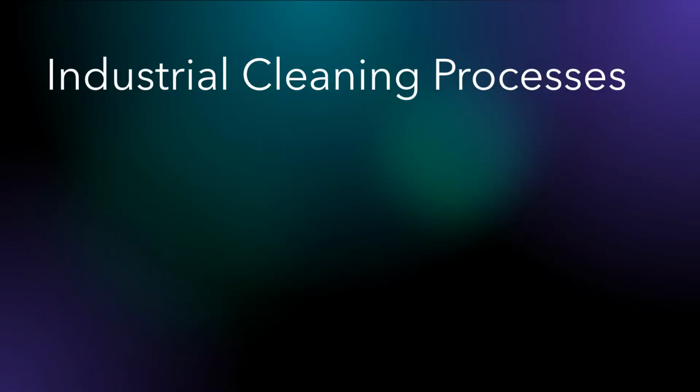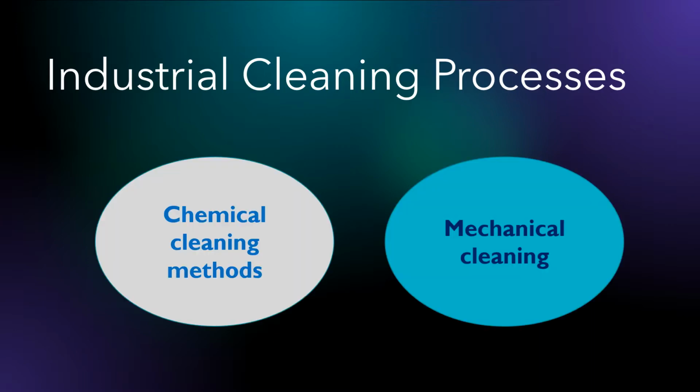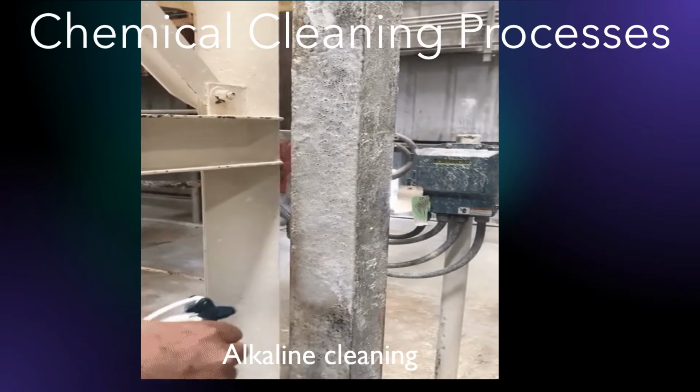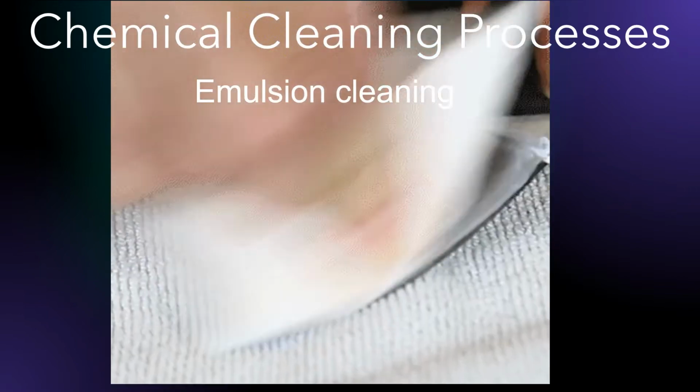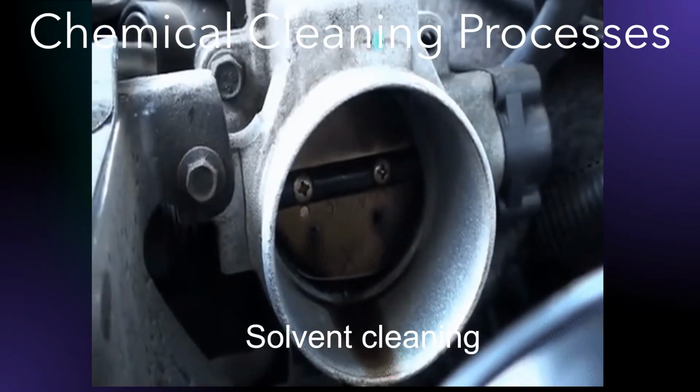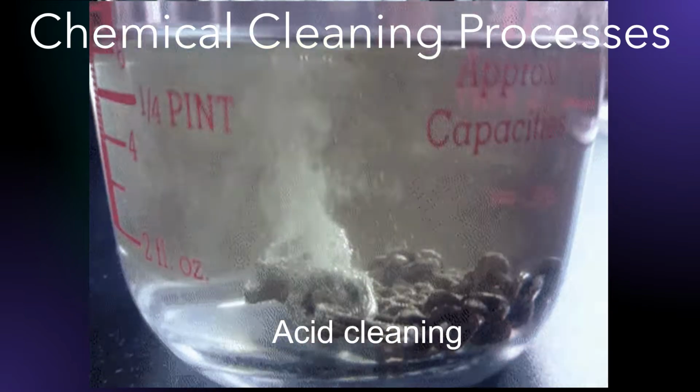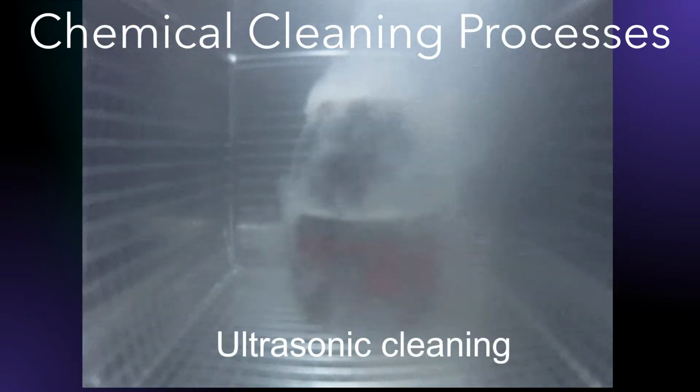The processes used to clean the work surfaces can be classified as chemical cleaning methods and mechanical cleaning. The chemical cleaning processes include alkaline cleaning, emulsion cleaning, solvent cleaning, acid cleaning, and ultrasonic cleaning.